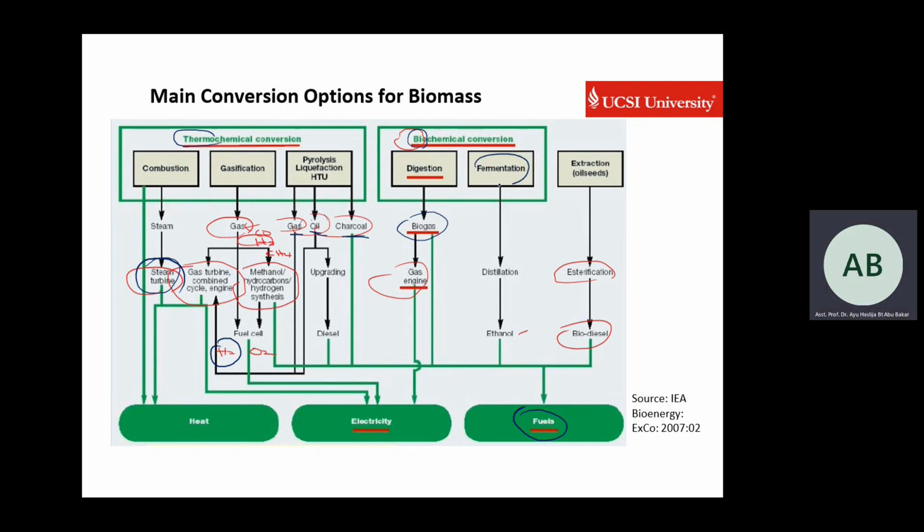Okay, next fermentation, where we have, for example, agriculture waste, lignocellulosic material, to convert into sugar. The cellulose is converted into sugar. From sugar, go for fermentation to produce ethanol, okay, bioethanol. So this bioethanol will be used as fuel. Another method is the extraction from oil seed. From oil seed, you do esterification and you will get biodiesel. Biodiesel can be used as a fuel as well.